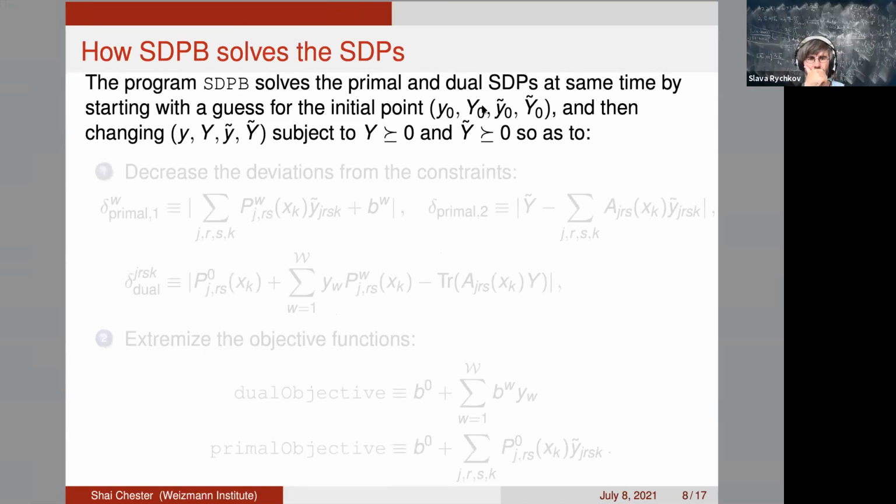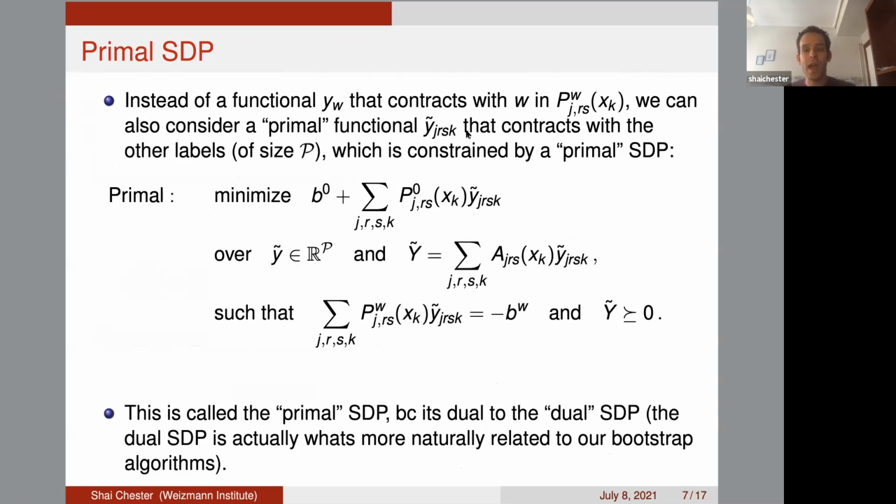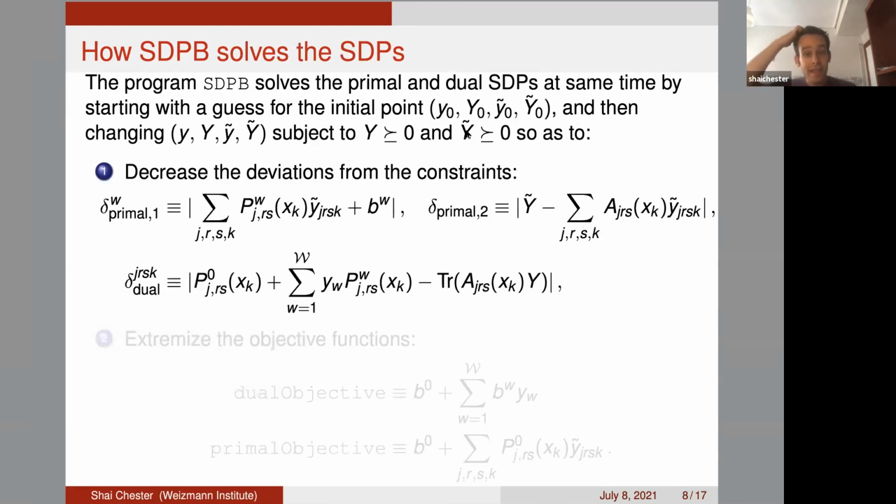So the idea is that you start with some initial point, which you can choose almost any point. Then you gradually change this initial point subject to the fact that capital Y and capital Y tilde must always be positive semi-definite. That's something which is always exact, whereas the other aspects of these programs will be approximate, like, for instance, the fact that y tilde exactly equals A contracted with y tilde. For these other things, you define deviations from these various constraints.